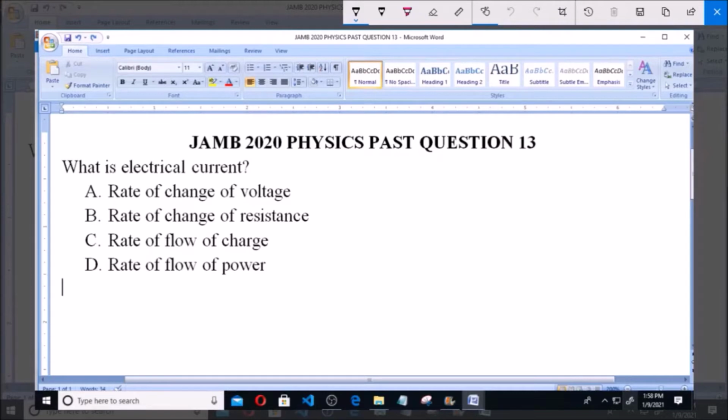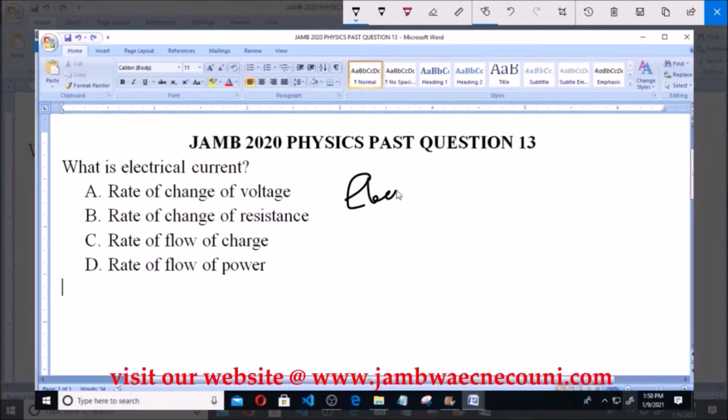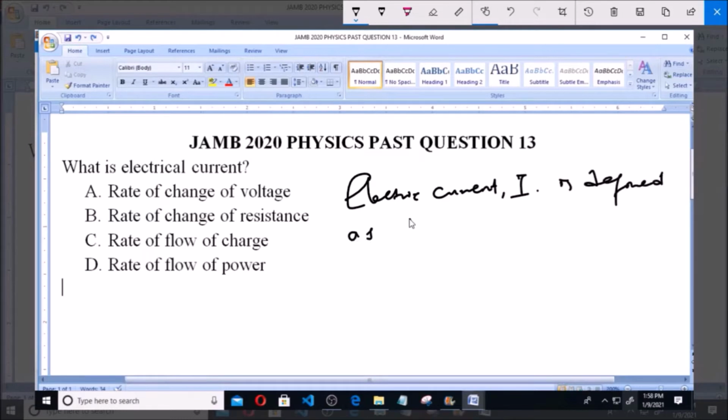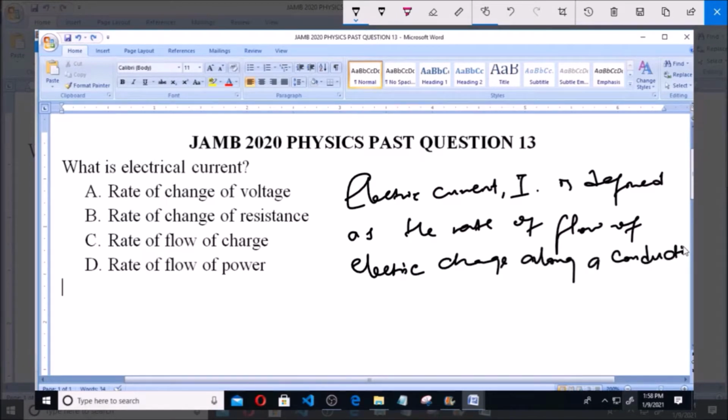Now, electric current I is defined as the rate of flow of electric charge along a conductor. It simply means the rate of flow of electric charge through a conductor is known as electric current. So electric current I is equal to Q, which is the charge, all over t, the rate of flow of electric charge through a conductor.